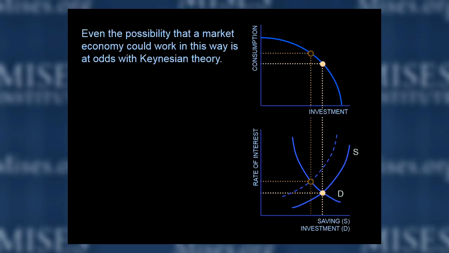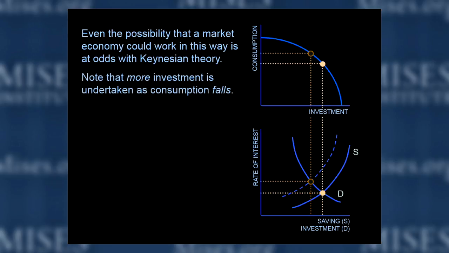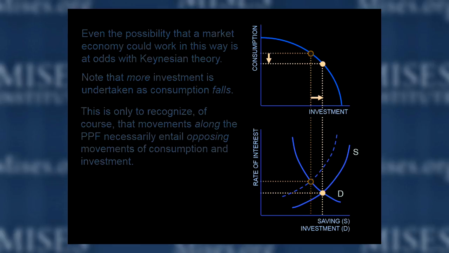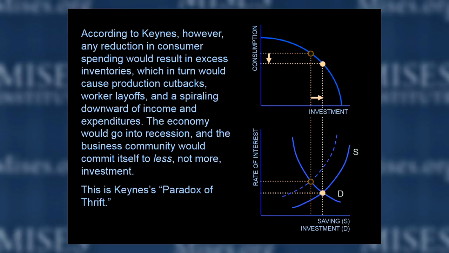You get the flavor of Keynesianism here. Note that more investment is undertaken as consumption falls. That's the Austrian view, okay? And you can see that on the graphs. But according to Keynes, any reduction in consumer spending would result in excess inventories, which in turn would cause production cutbacks, worker layoffs, a spiraling down of income and expenditures. The economy would go into recession, and the business community would commit itself to less, not more, investment. That's Keynes' paradox of thrift.